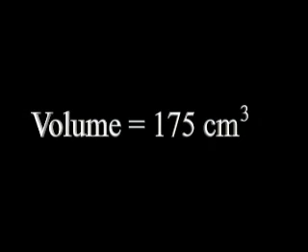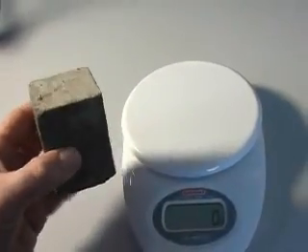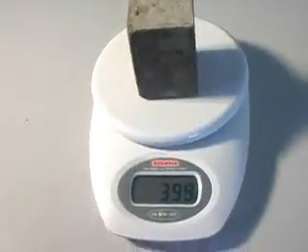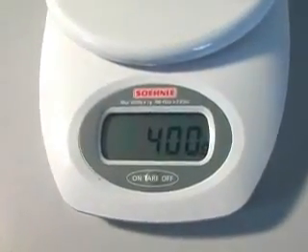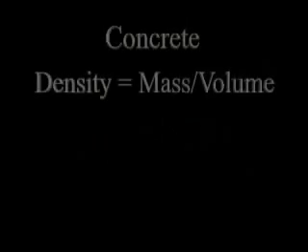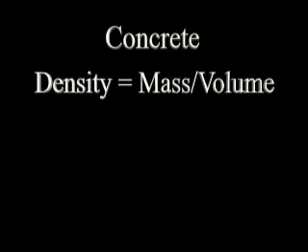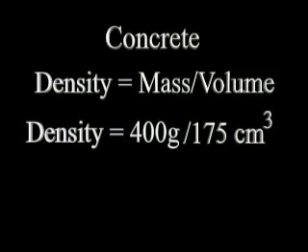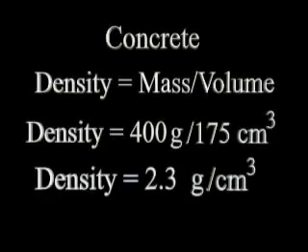Now we need to determine the mass of the block. Using a digital scale, we find the mass of our concrete block is 400 grams. Density equals mass divided by volume. Doing the division, we find the density of our concrete block is 2.3 grams per cubic centimeter.